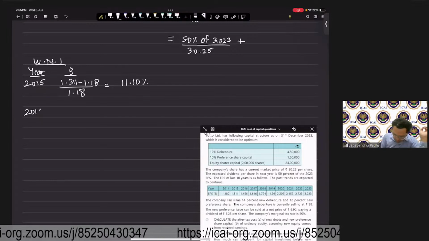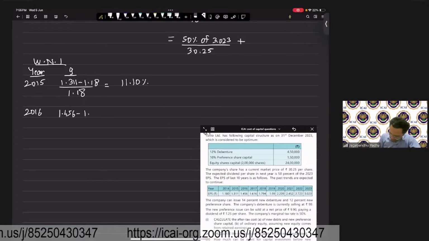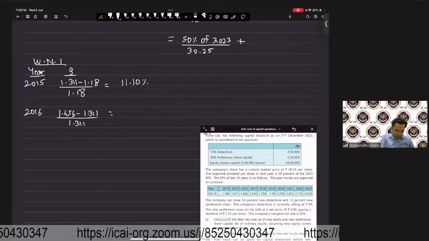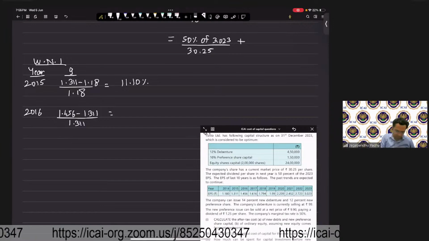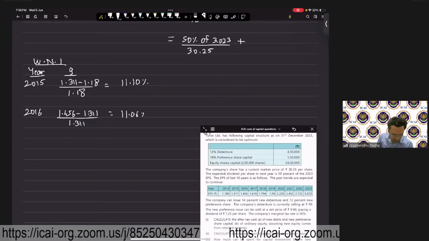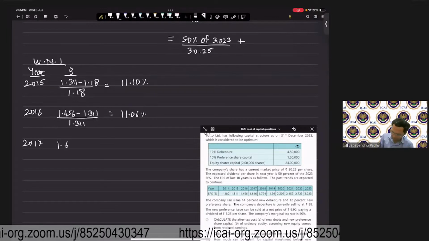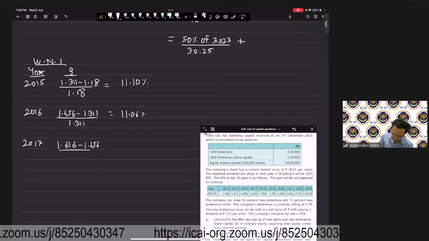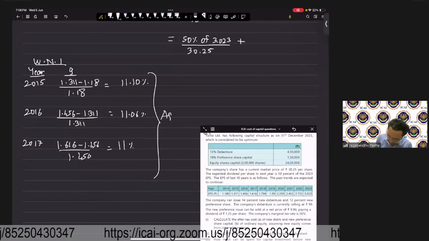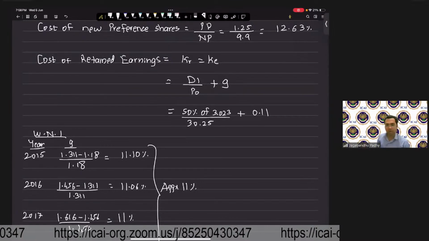11.10%. Consider 2016. Then you have 1.456 minus 1.311 divided by 1.311. This is again 11.06%. If you consider 2017, that's 1.616 minus 1.456 upon 1.456. This also comes out to be 11%. So looking at this, we can say that the approximate growth rate is 11%, and therefore the growth rate we are going to take is 11%, which is 0.11.